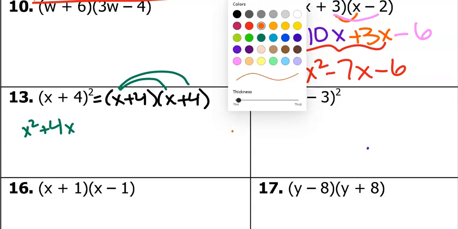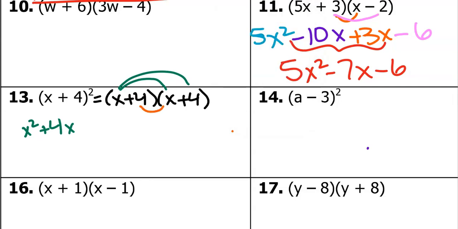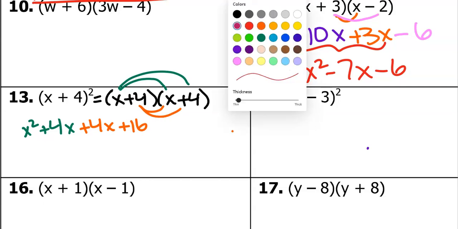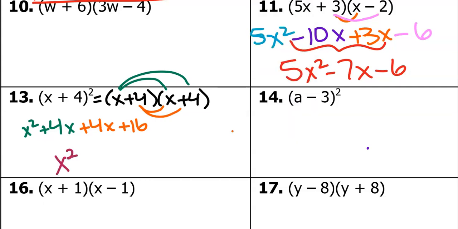All right, now we have the middle, 4 times x. 4x, that's nice, and 4 times 4. We can combine our like terms. We get x squared what? Plus 8x plus 16. Good.